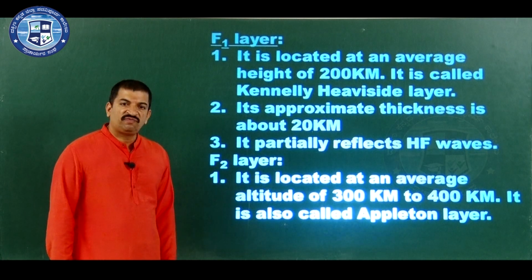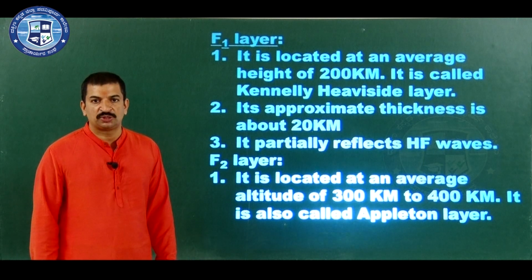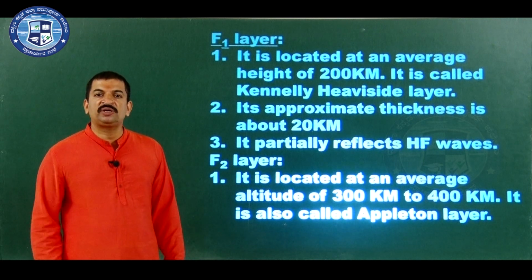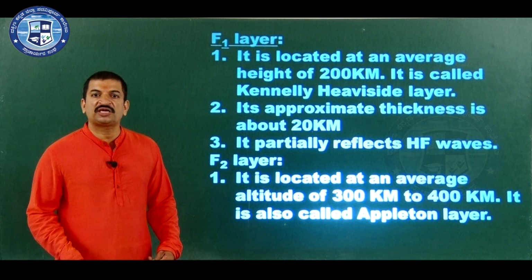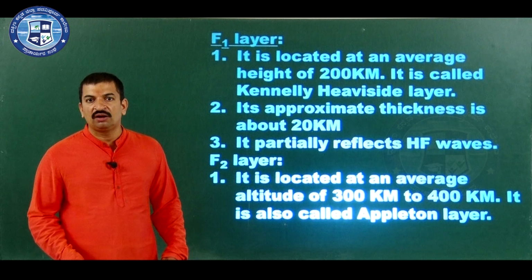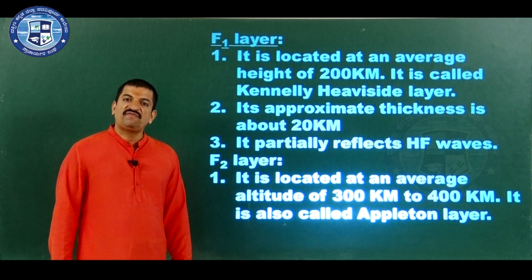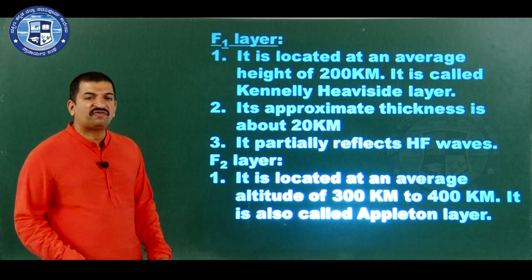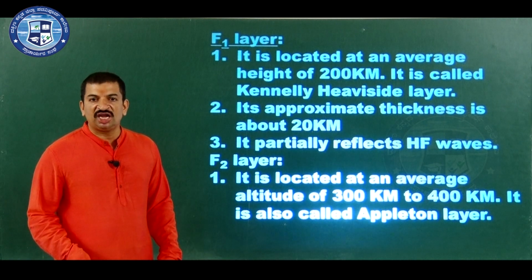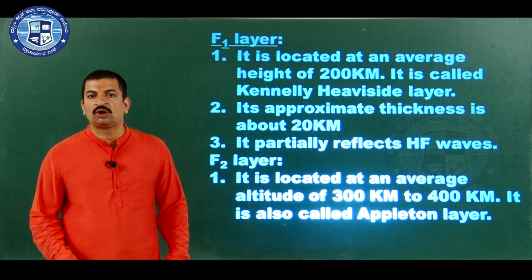The F1 layer partially reflects the high frequency waves. It is a transparent medium for most of the high frequency waves, but some of the high frequency waves get reflected from the F1 layer to the earth. The next is the F2 layer. The F2 layer exists at a height of approximately 300 kilometers to 400 kilometers, or 300 kilometers to 600 kilometers, in daytime.